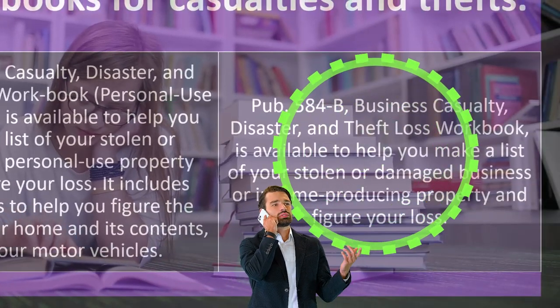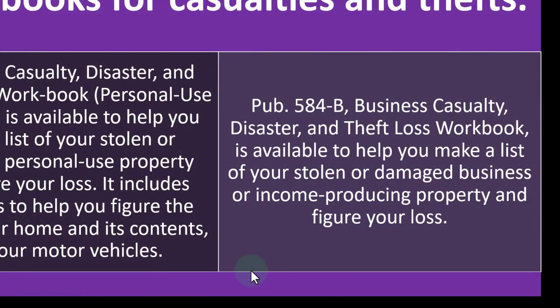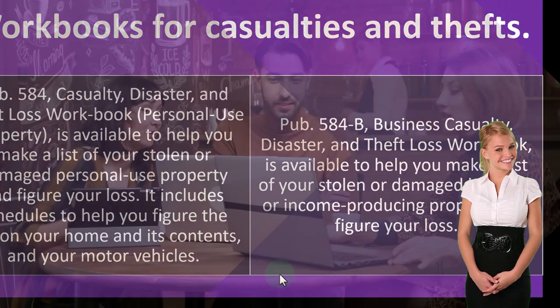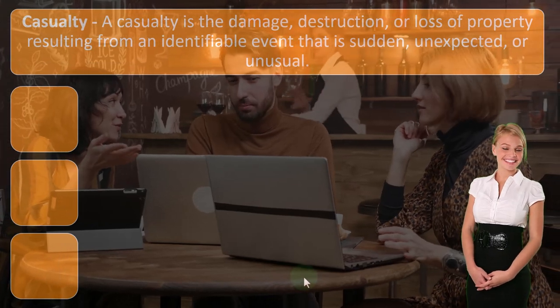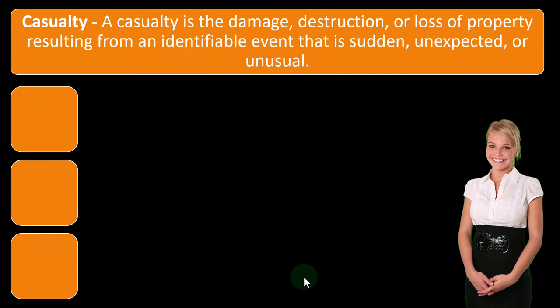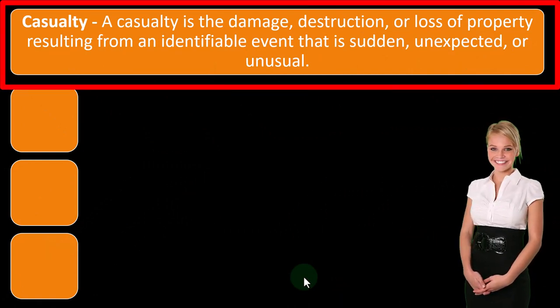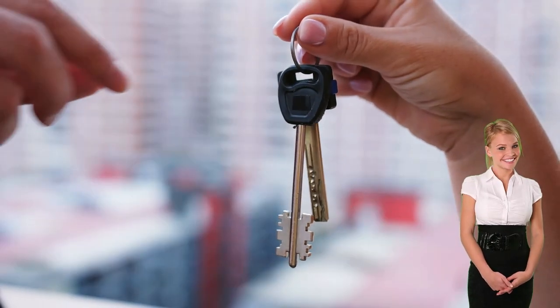Publication 584-B, Business Casualty, Disaster, and Theft Loss Workbook, is available to help you make a list of your stolen or damaged business or income-producing property and figure your loss. Casualty. A casualty is the damage, destruction, or loss of property resulting from an identifiable event that is sudden, unexpected, and unusual. So those are kind of key components here of the casualty.